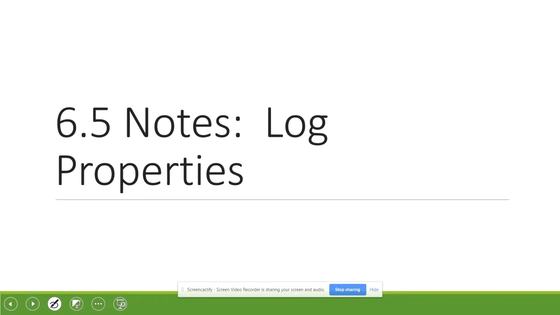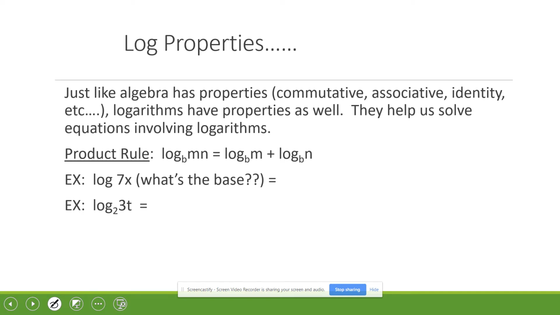Hello, everybody. Today we're going to talk about some more log properties, ways that we can combine and expand logs out, and then how we can get them in our calculators. So just like algebra has properties, commutative, associative, identity, logarithms have properties as well. They help us solve equations involving logarithms.